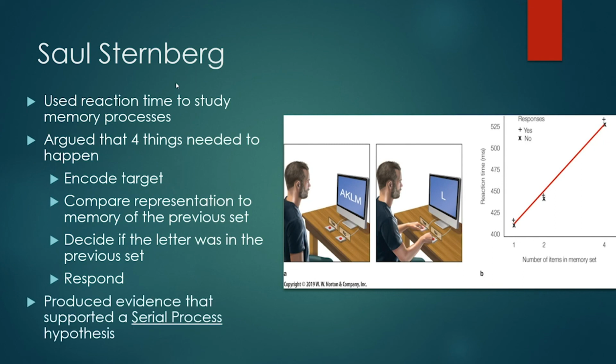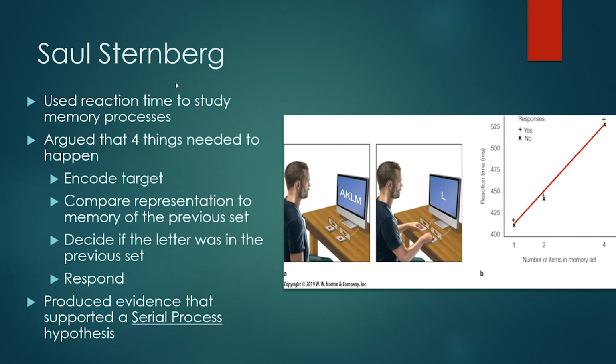And what you can see is that as the number of letters here got longer, the time to respond got extremely long too. And so Sternberg was arguing that these processes in the brain are serial. They need to happen one after another, right? And if you make one of those steps harder, it's going to slow the whole process down.